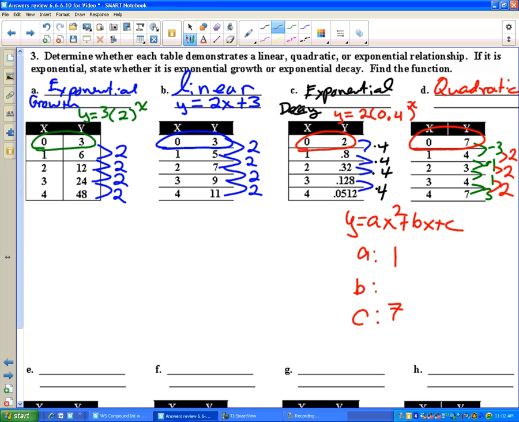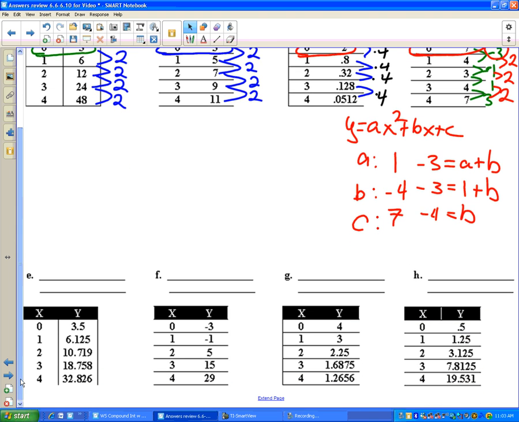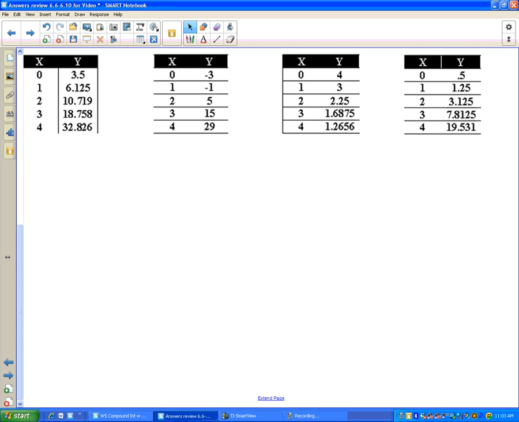To find my b, I have to do my first difference, negative 3, is equal to a plus b. But I know that a is 1. So to solve for b, I subtract 1, and I get negative 4 is b. So my equation is y is equal to 1x squared minus 4x plus 7. All right. E, F, and G, again, I gave myself a little more space here.